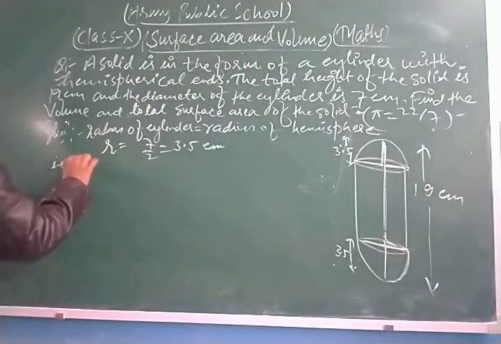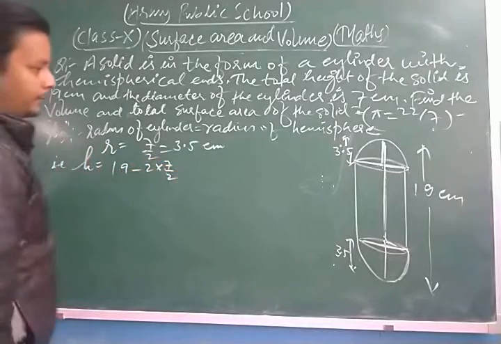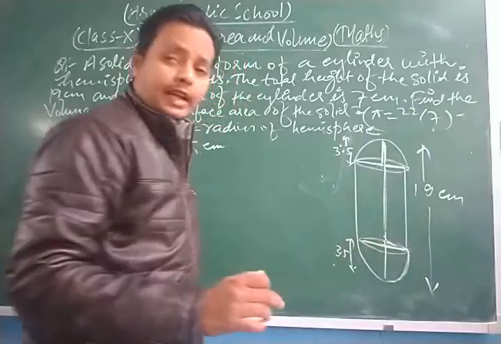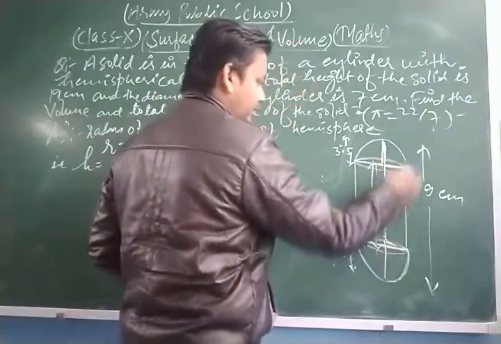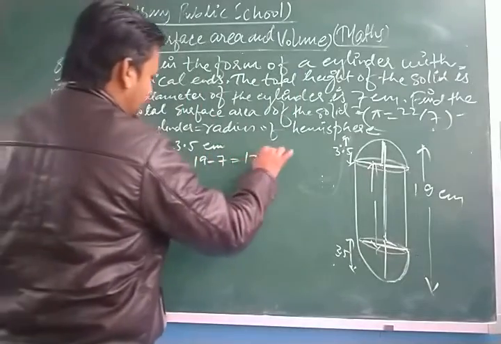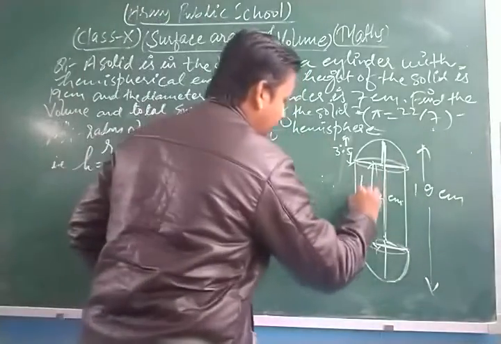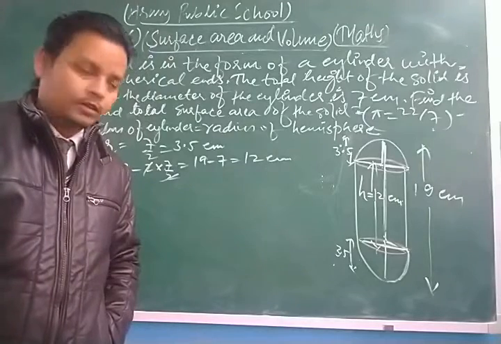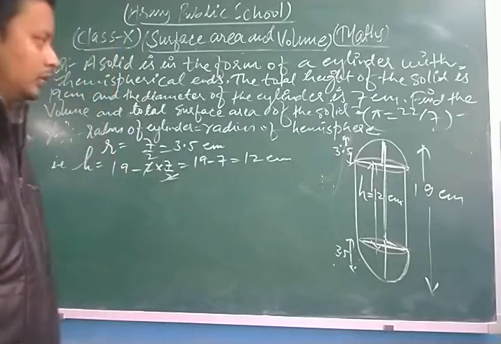So the height of the cylindrical portion will be 19 minus 2 into 7 by 2, because this is 7 by 2 and this is 7 by 2. The total height is given as 19 centimeter, so for the height of the cylindrical portion, we subtract this from this. So we get 19 minus 7, which is 12 centimeter. So the height of the cylindrical portion will be 12 centimeter.